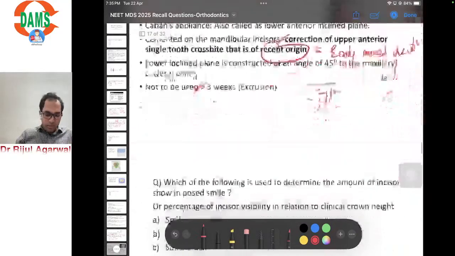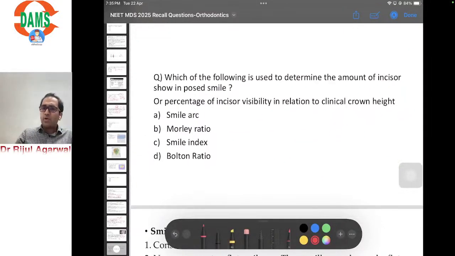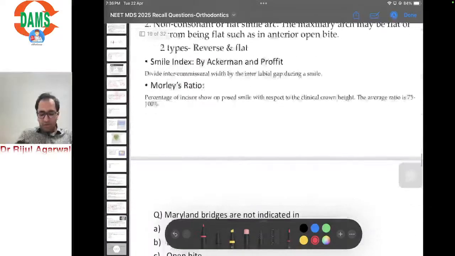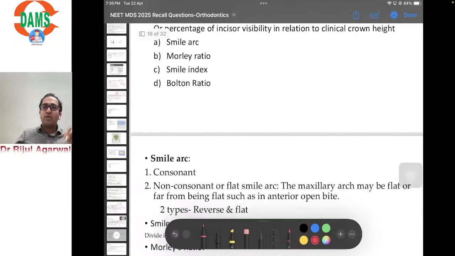Okay, so it's clear. Next, which of the following is used to determine the amount of incisor show post smile, or the percentage of incisor visibility in relation to clinical crown height? Two kinds or two languages of questions which I got. The options were smile arc, Morley's ratio, smile index, Bolton ratio. A very easy and direct question. Nothing much to discuss in this. What is smile arc? It is the consonance of the upper incisors, whether they follow the lower lip or not.